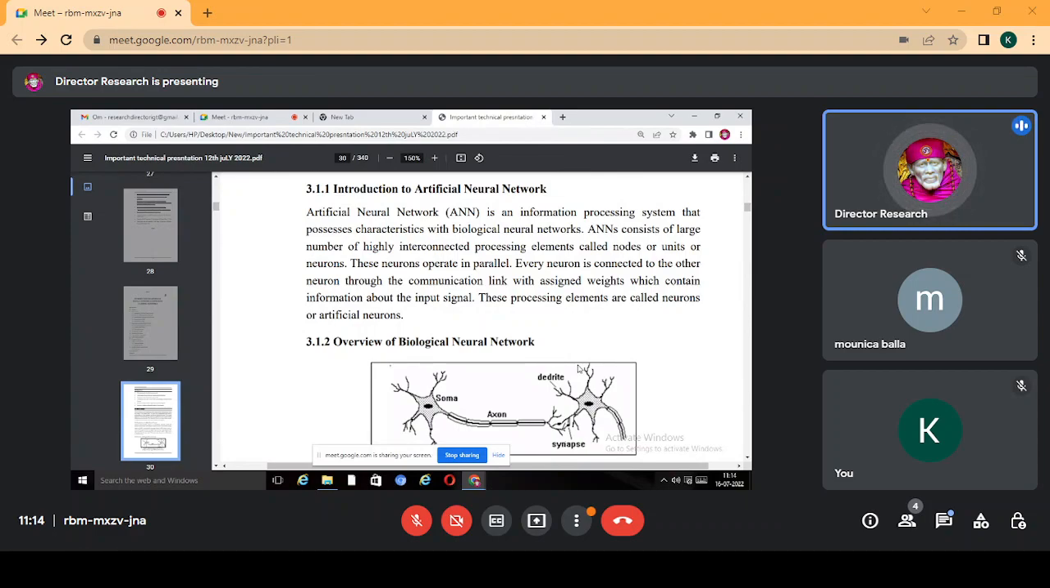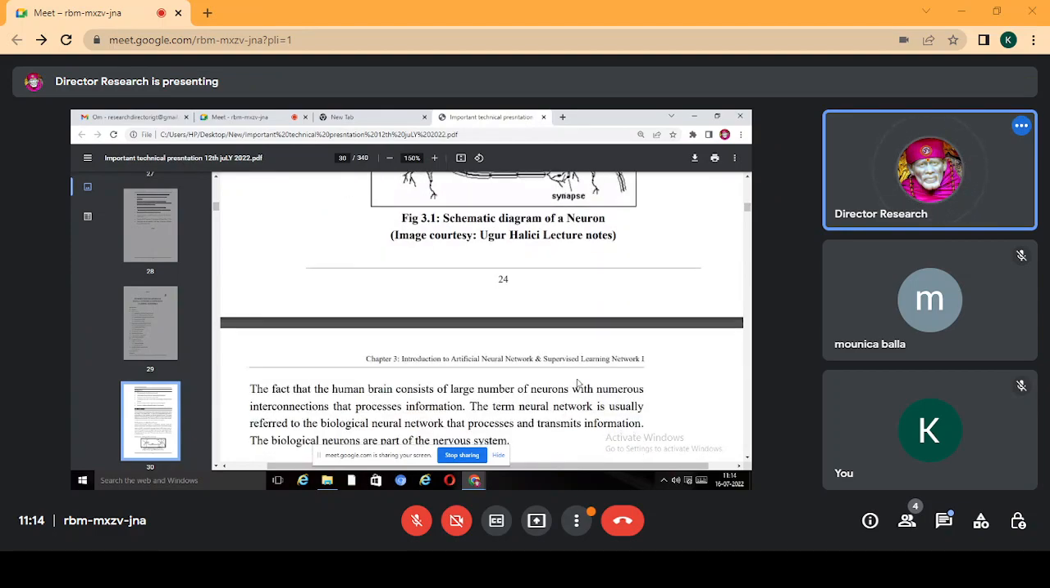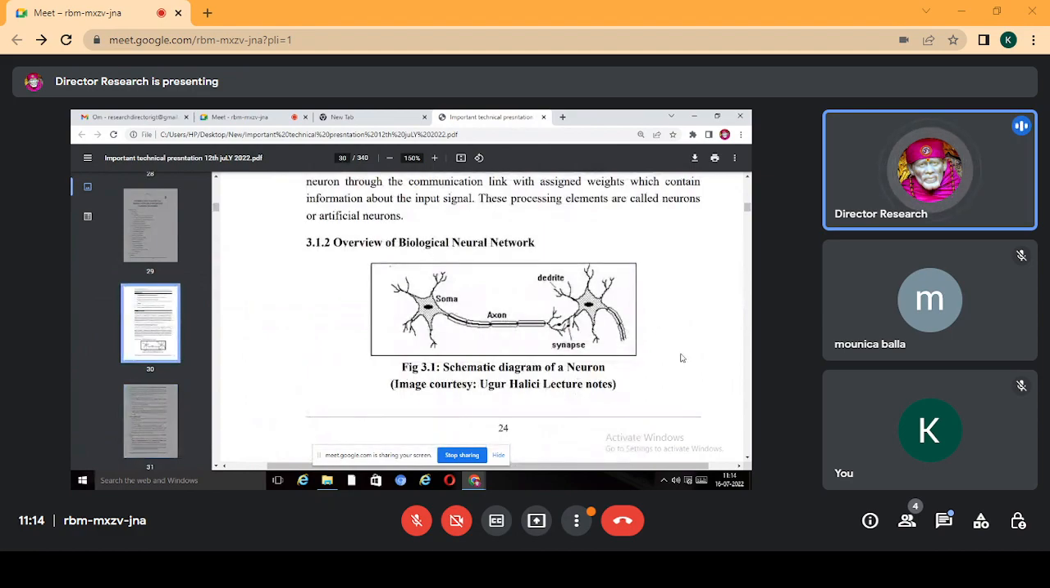Overview of the biological neuron. Biological neural network. Here you can observe the structure, the different parts in the biological neuron. What are the different parts in the biological neuron? You should observe here the soma, axon, dendrite, and synapses. These are the different parts of the biological neuron.